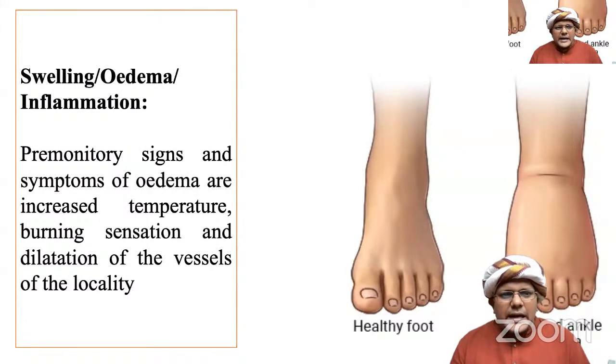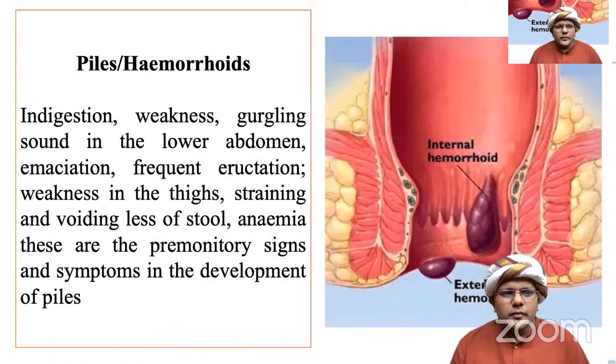Premonitory symptoms for edema, inflammation. Before this inflammation happens, you might feel increased temperature in that particular part, burning sensation, dilatation of vessels in the local area. You'll be able to see those veins clearly demarcated. Indications for piles or hemorrhoids in premonitory symptoms: indigestion, weakness, gurgling sound in the lower abdomen, emaciation, frequent erections, weakness in the thighs, straining and passing less quantity of stool, anemia, all are premonitory signs and symptoms in the development of piles.